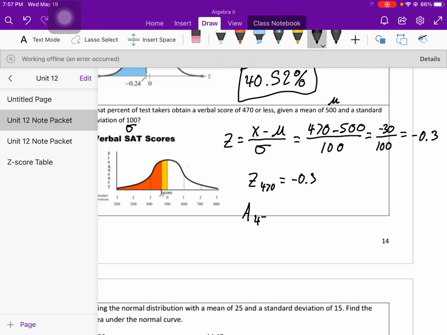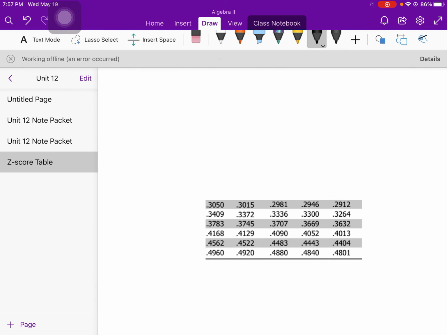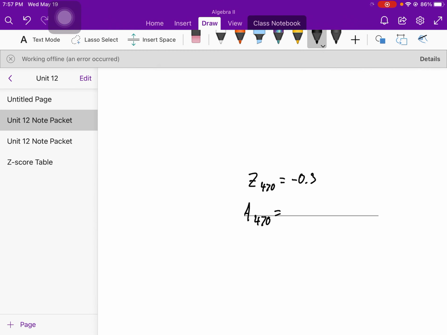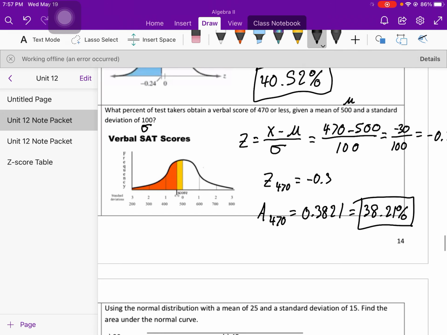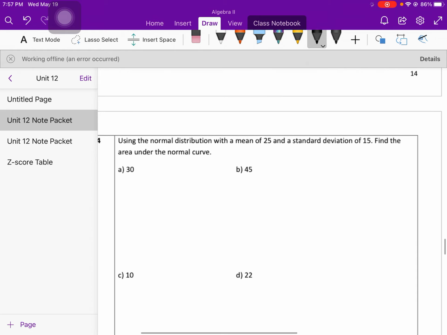Now, if you see this, A of 470, that is talking about the value that you get after you've used the table, which I need to recall, 0.3821, which we're going to write as 38.21%. So that's the area to the left of 470 because it's all the values less than.